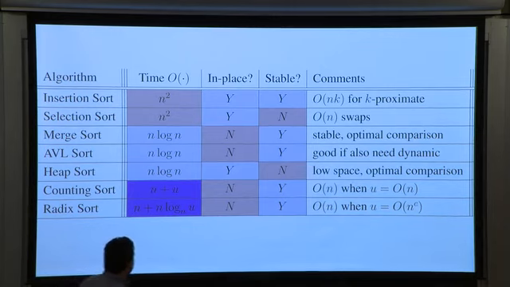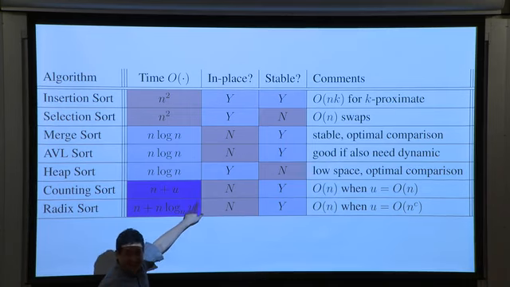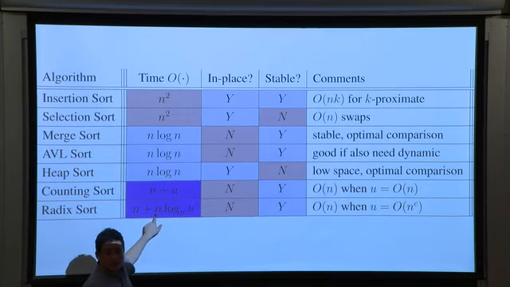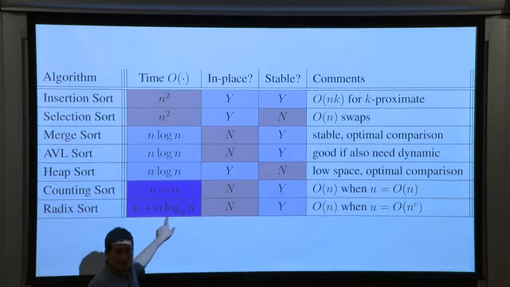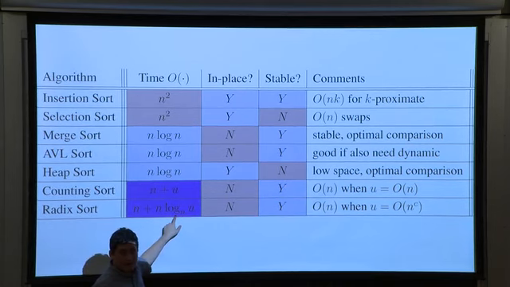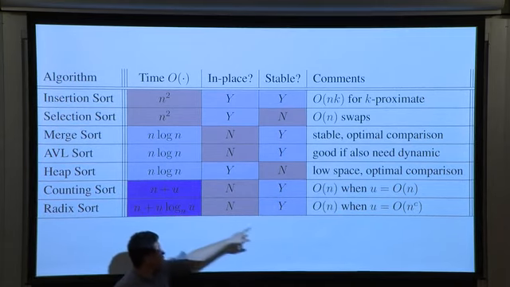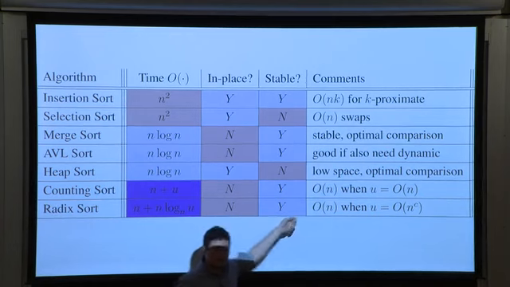N to the n. Okay, so if I put n to the n in here, I get an n factor that comes out here. That gives me a quadratic running time, which is not great. Okay? But when will this be better than n log n? Yeah? N to the c, u is less than n to the c. N to the c, so that'll definitely give us linear time, right? That's what this is saying.